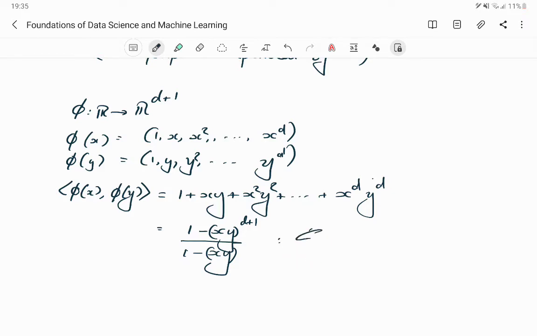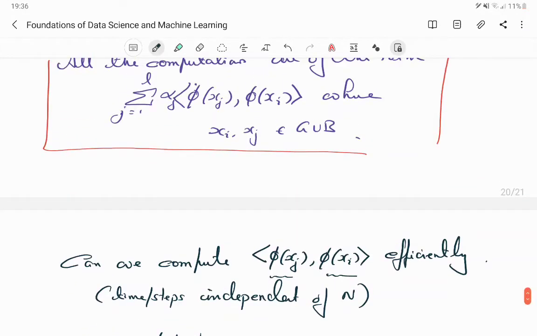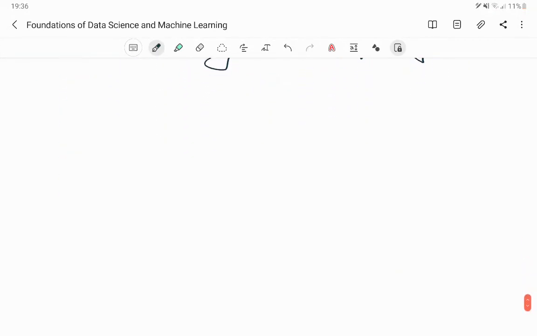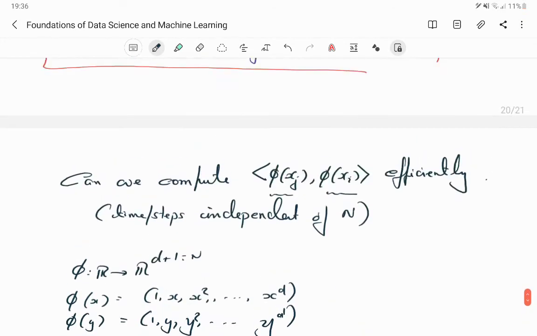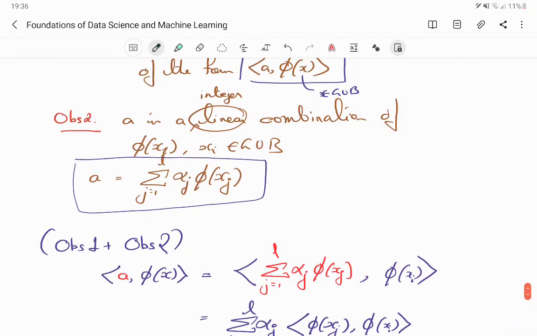So suddenly this computation time is independent of capital N, or in this case d plus 1 is equal to the capital N, is independent of capital N, right? So you only need to compute this phi x comma phi y, and the observation says that you only need them where both x and y are data points. So you can even just compute them as a matrix a priori and keep it, right? And then just substitute it whenever you are asked for it, right?